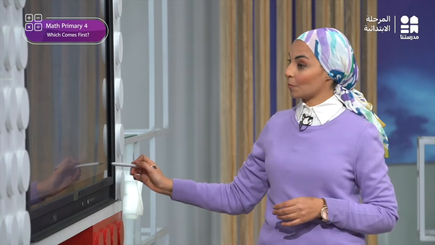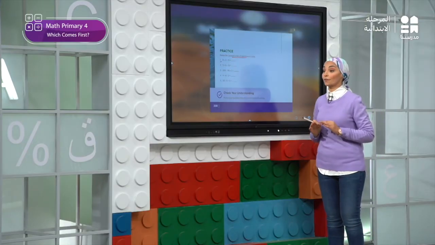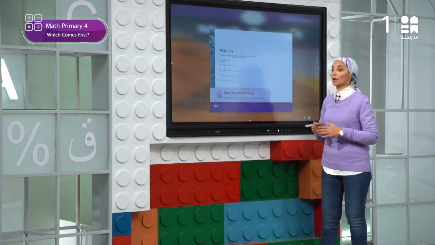Now I am sure you applied what we have learned to answer the two problems. Let's see the problems all together. Here in the practice part, let's read problem number 1. Problem number 1 is asking me to multiply 8 by 2 and then add 13. Okay? As we agreed, I must follow the standard order of operations. In order of operations I must multiply first.